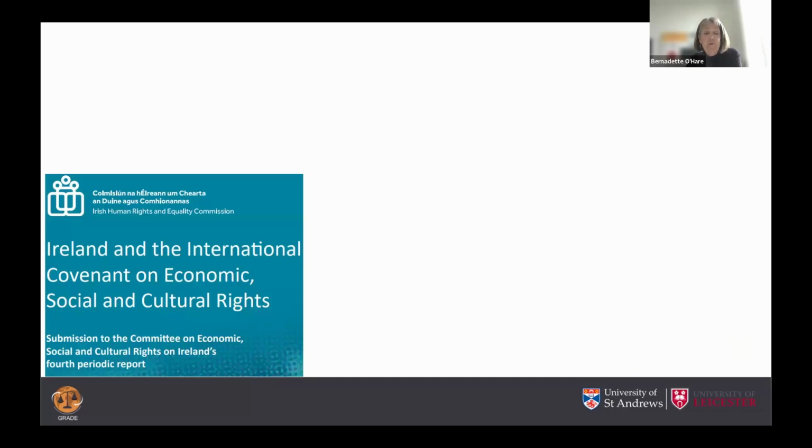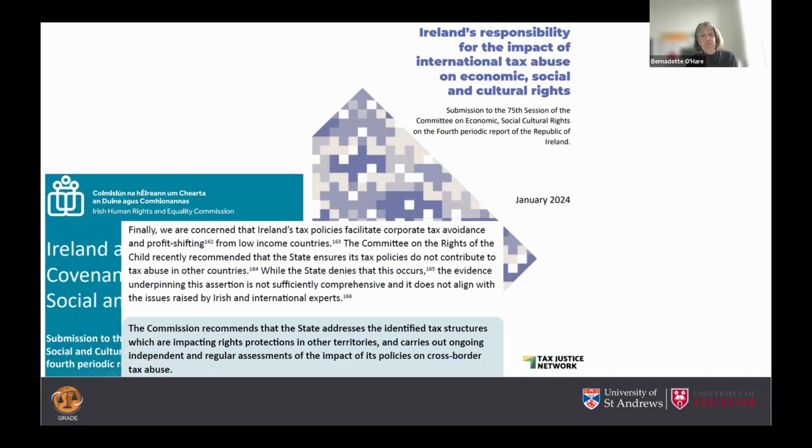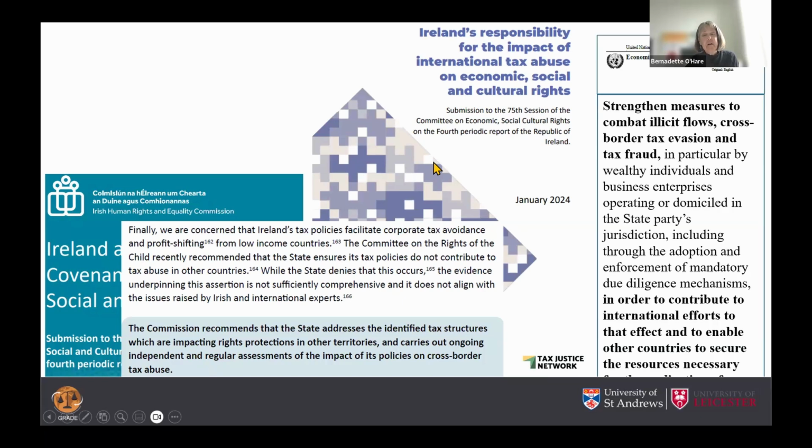In 2024, the Irish Human Rights and Equality Commission took a very unusual step of also raising the issue of Irish tax policies with respect to their extraterritorial obligations and their impact on human rights in other countries, and again asked for an ongoing and independent analysis. And ourselves in the Tax Justice Network also submitted to the Committee on Economic and Social Rights, and the committee also asked Ireland to strengthen measures to combat cross-border tax evasion, to contribute to the international efforts to ensure everyone has 100% access to the SDGs, or economic and social cultural rights.